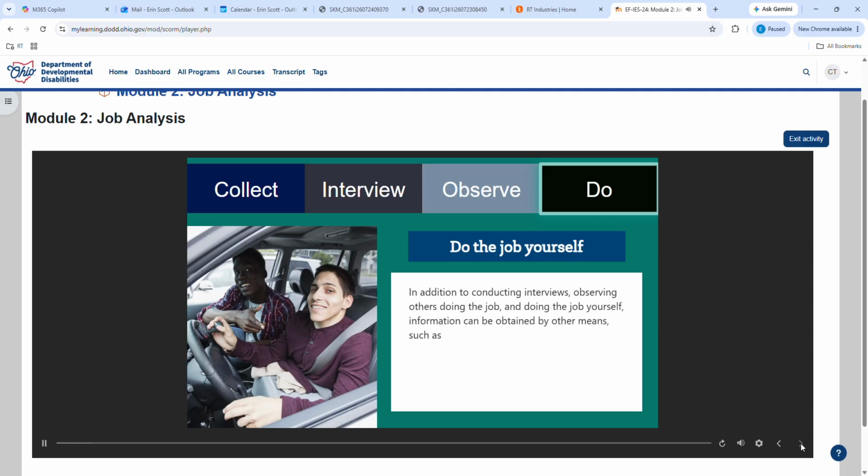In addition to conducting interviews, observing others doing the job, and doing the job yourself, information can be obtained by other means, such as questionnaires and checklists completed by employers and workers. Examination of work diaries can provide information on the time spent on each task within a job, and a review of critical incidents. For example, you could ask a worker questions such as, what was the most important thing that happened in your job in the last month? What was the most dangerous, the most difficult, the most satisfying, the most disappointing?